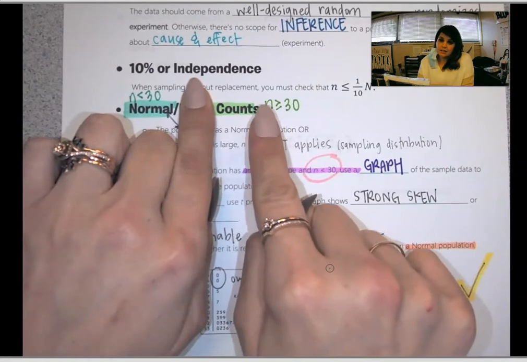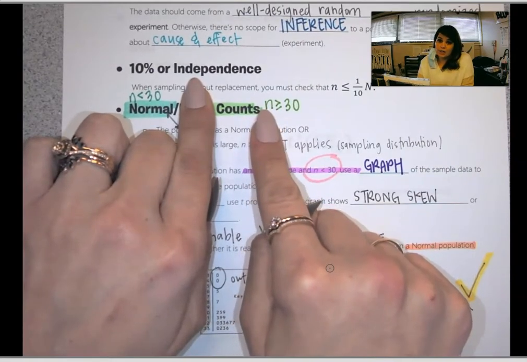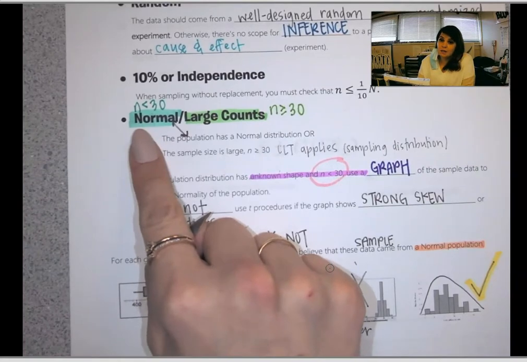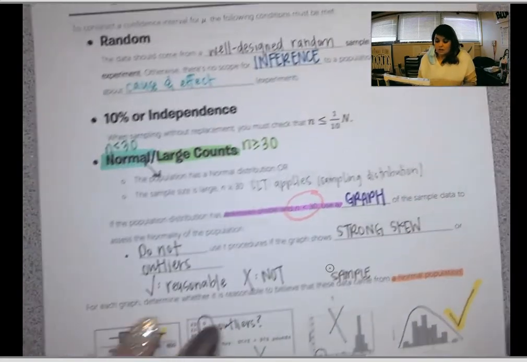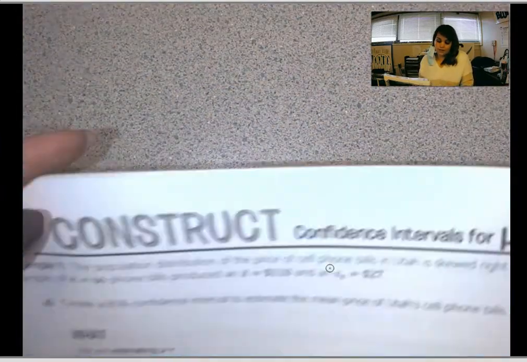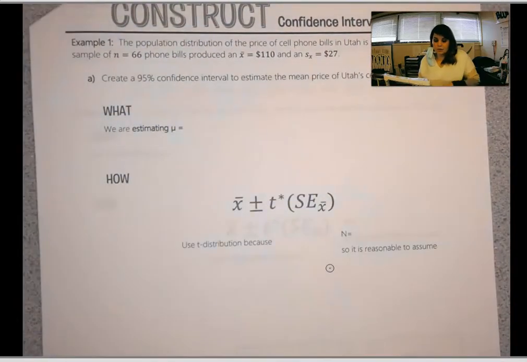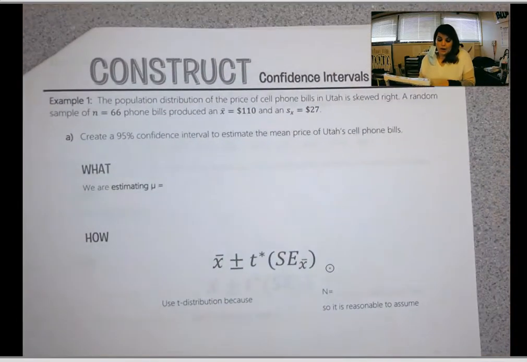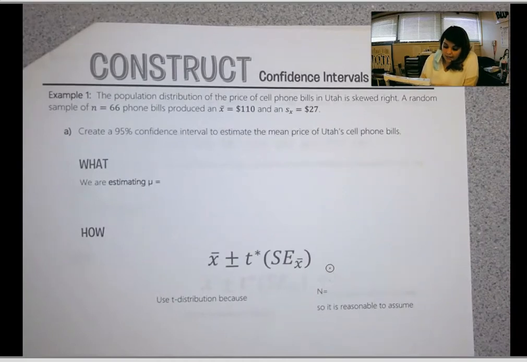This case is Gucci. So fast, so easy. This case, nightmare. Such a nightmare. Okay, so our first example is an easy one. So how do I know that this is easy? Well, we're looking at the distribution of the price of cell phone bills in Utah. They tell us that the population is skewed right, but they also tell us that n, our sample size, is 66.